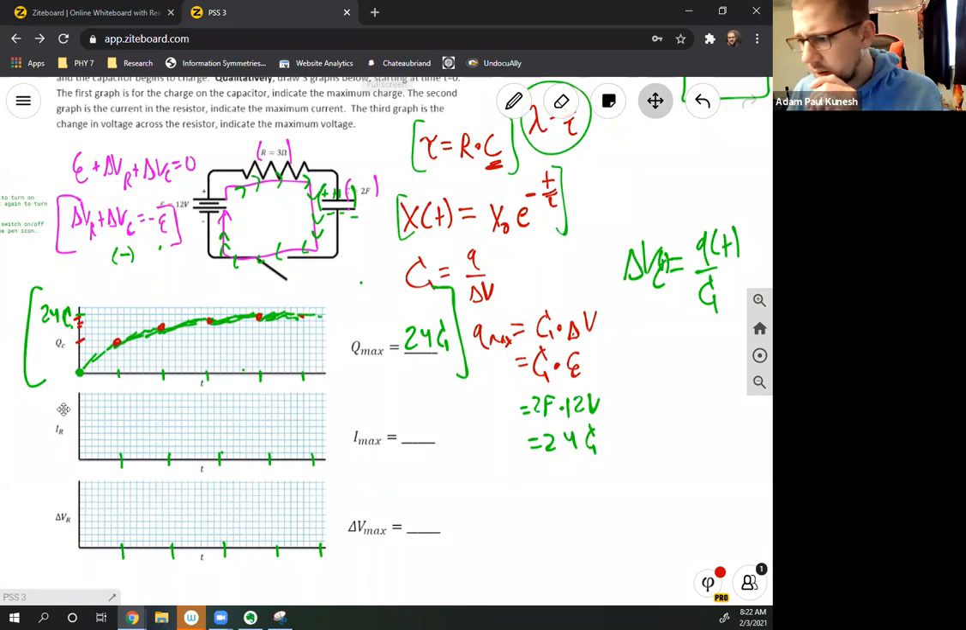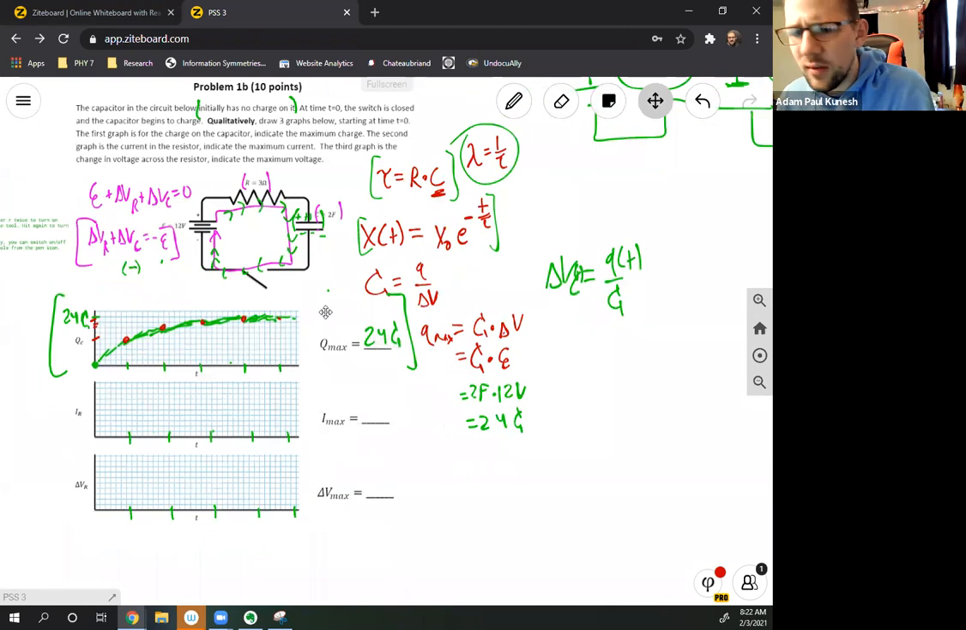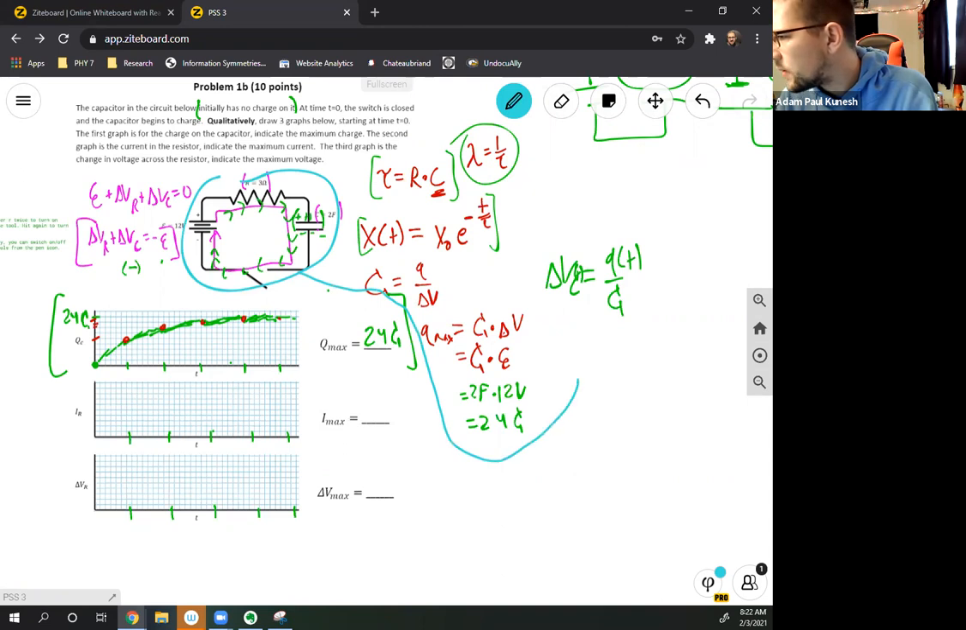Let's talk about current next. We're interested in the current through the resistor. Now, just to draw a connection to the rest of the circuit, this circuit is all the same loop. And you might say, yeah, duh, Adam, that's obvious. But when we get to voltage, it's going to change up a little bit. So it's all part of the same loop.